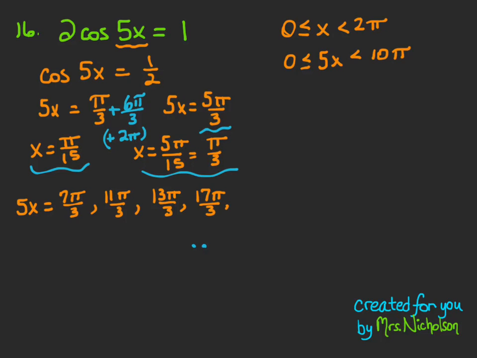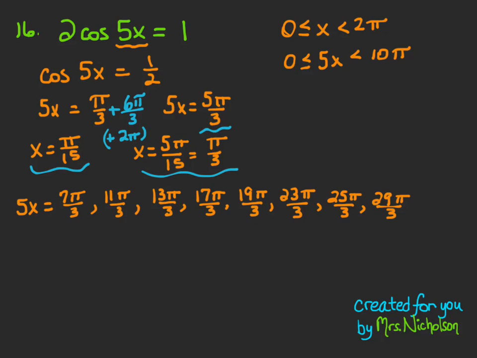Let's add again. If I add 6 pi over 3 to 13 pi over 3, I get 19 pi over 3. And if I add to 17, I get 23 pi over 3. And that's 4 times around. I just got to go one more time. 25 pi over 3. And then if I add 6 to 23, I get 29 pi over 3. So finally, we've got 10 angles, but these are all equal to 5x.